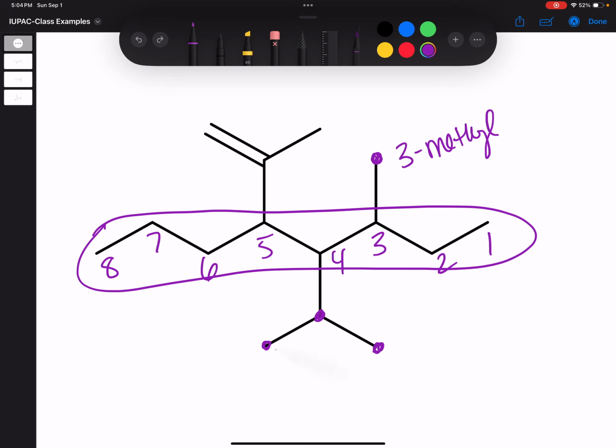What do I mean by that? Well, if I were to number these, I'm connected at carbon 2 and not carbon 1, where I would expect to be if this was a propyl group. So that tells me that this is an isopropyl group. So specifically, we're at the 4 position for isopropyl.